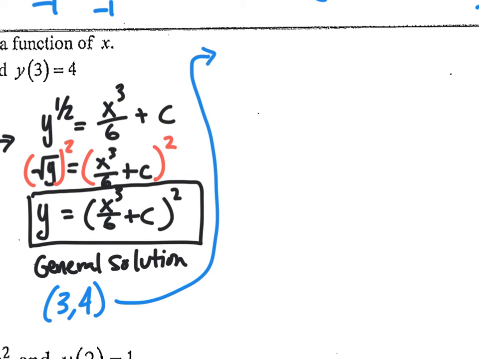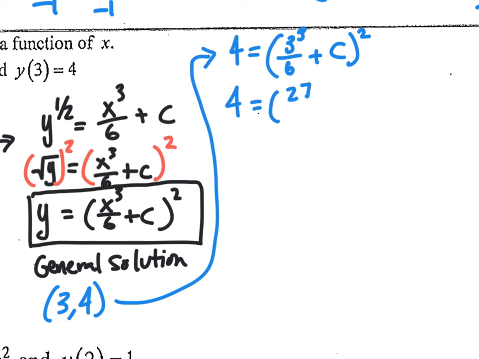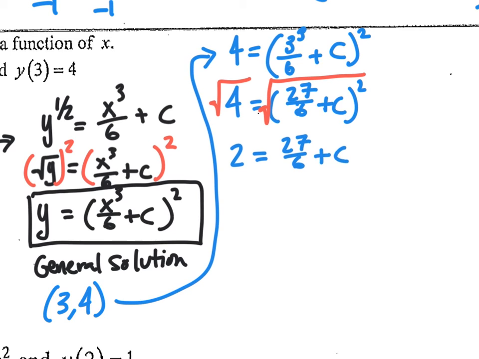I'm going to plug this in up here. So we've got y is equal to 4, and that's equal to the quantity 3 cubed divided by 6 plus c quantity squared, okay? Now I'm going to evaluate this a little bit and see what we get. And that's going to give me 4 is equal to the quantity 27/6 plus c, and it's squared. Okay, I'm going to take the square root of both sides to solve for c.